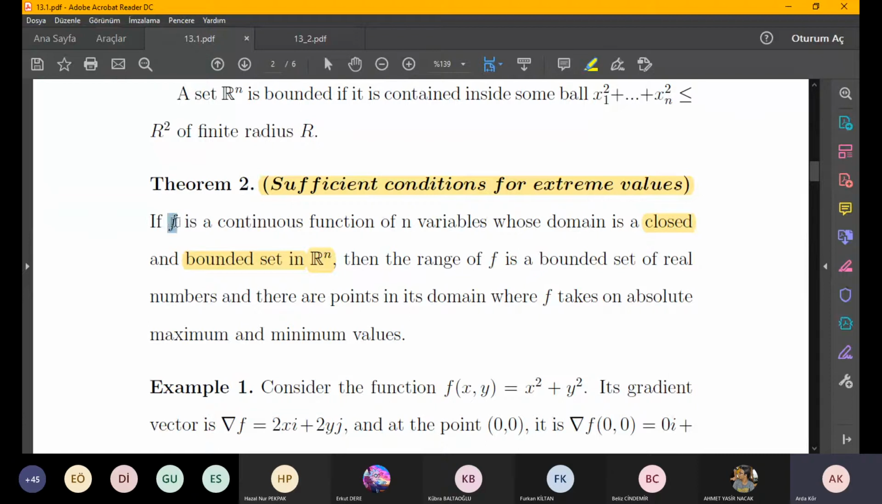Here the sufficient conditions are that f is a continuous function and the domain of f is a closed and bounded set in R^n. Those are the sufficient conditions. That means if you have those conditions, then you can directly say f takes absolute extreme values. And let's see.